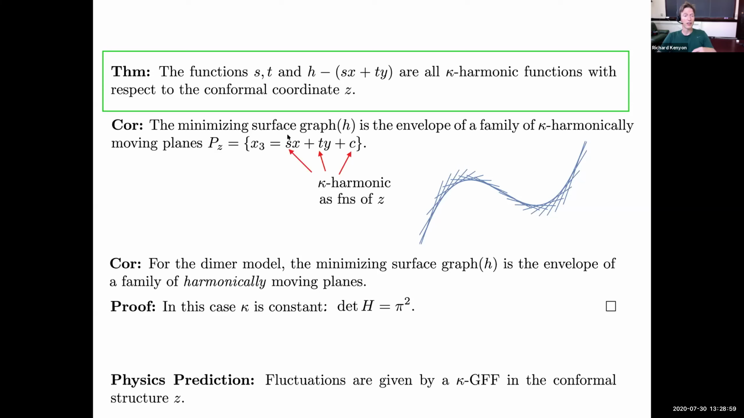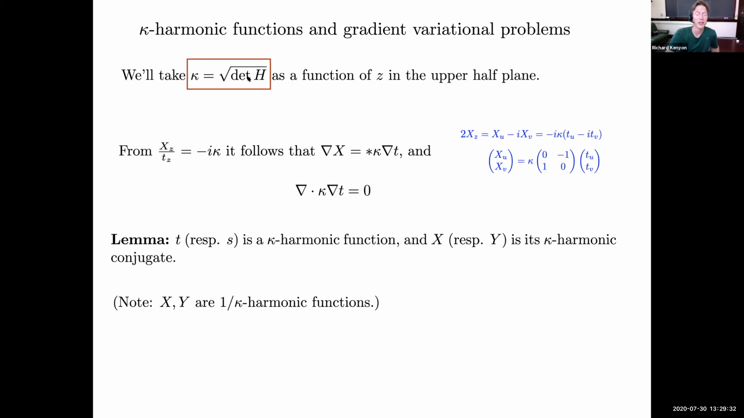And the result is that this is for a general variational problem, not just the Lagrange model. For all gradient variational problems, the solutions are envelopes of families of kappa harmonically moving planes, where what I mean by that is this expression here. Planes which are parameterized by this conformal coordinate Z, and the coefficients are kappa harmonic, where kappa is, of course, the square root of the determinant of the Hessian of the surface tension.